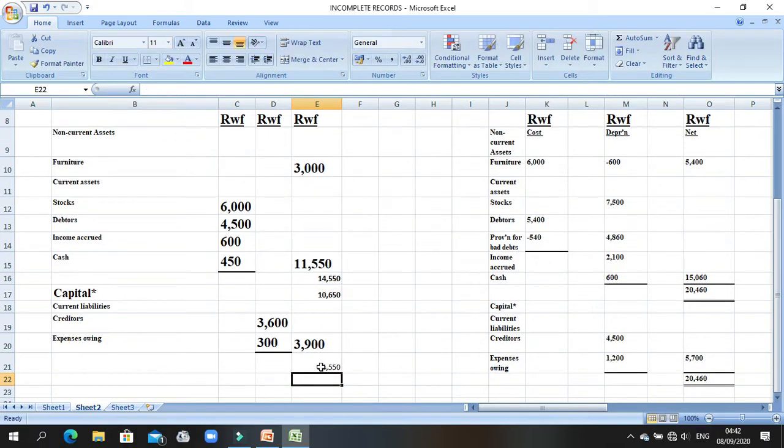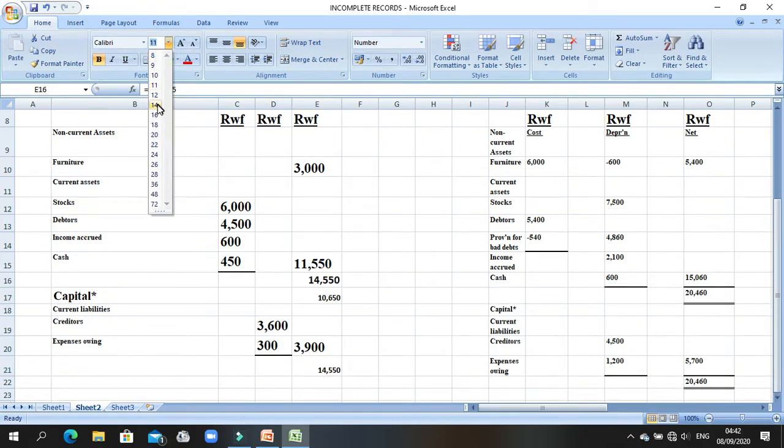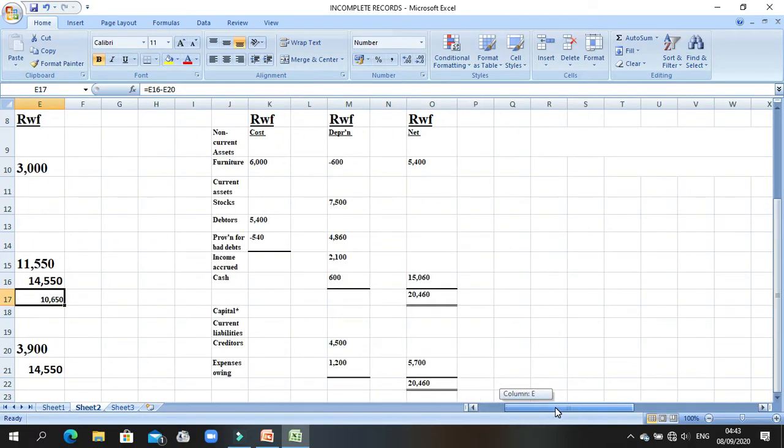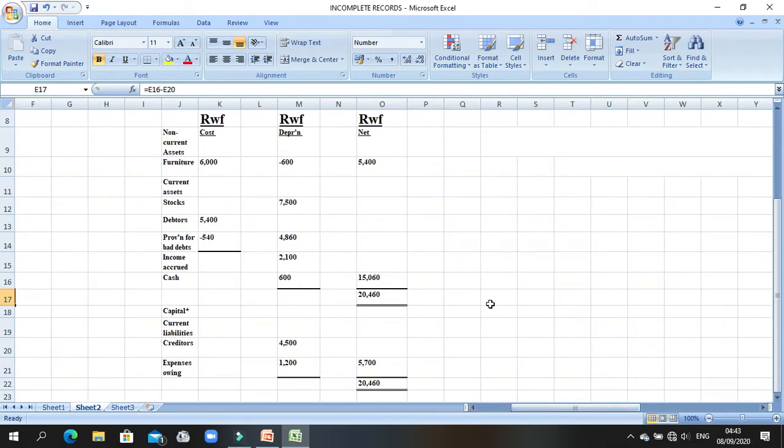So as we know, we have to get a balance sheet, where total assets must be equal to total liabilities. My dear friend, this is for the first, the opening capital. Let's go for the second one, to calculate the closing capital.